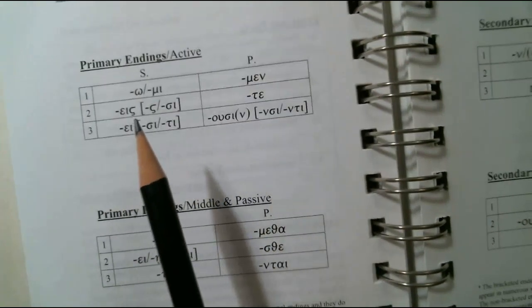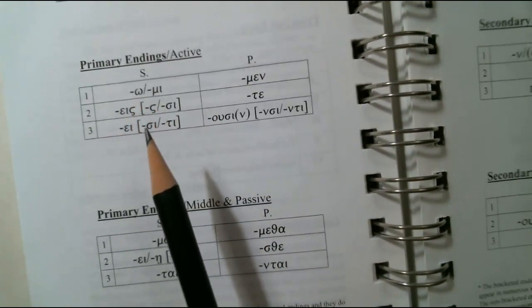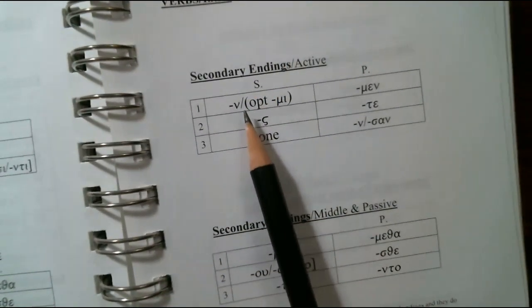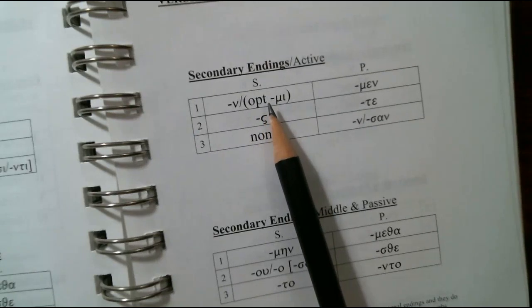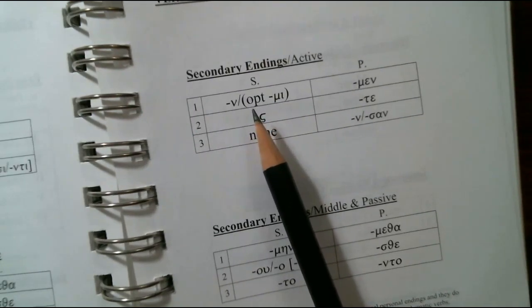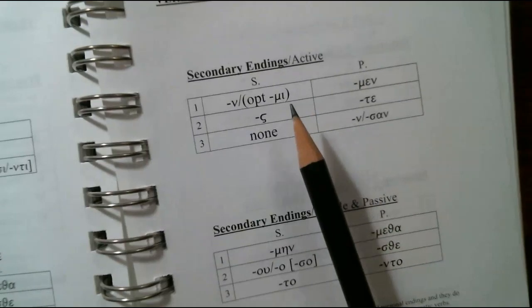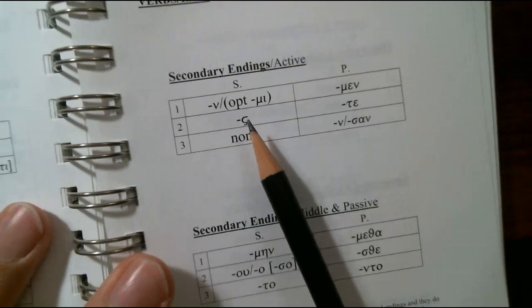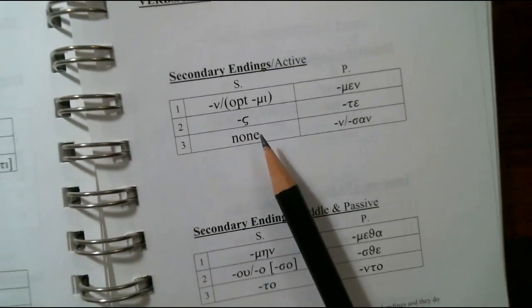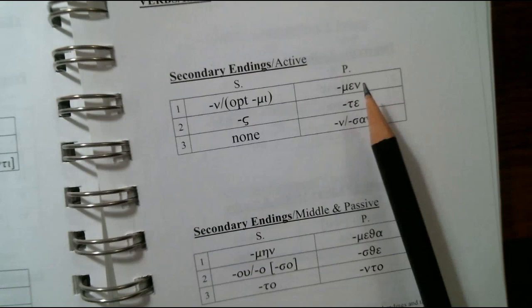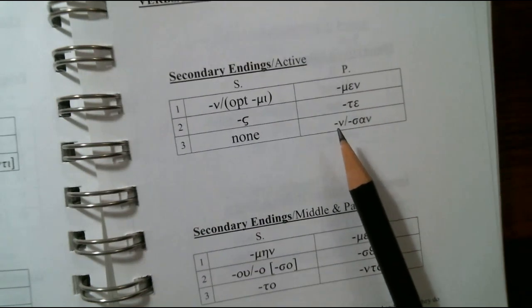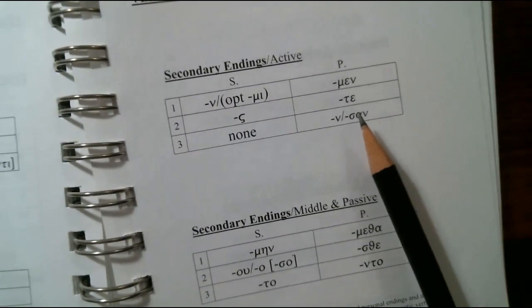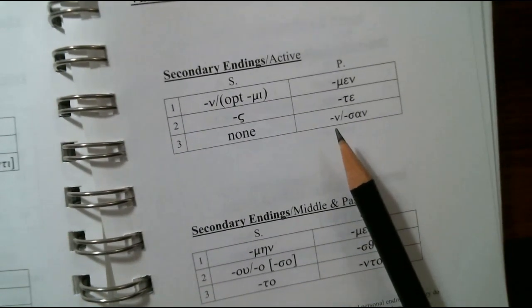But this is cool because it shows you the primary endings there, and then it does the same thing with the secondary endings. OPT just means optative; we're not talking about that right now. But this gives you the secondary endings, so keep this in mind. You have nu, sigma, nothing, a third person singular, and then in the plural, men, te, and then nu here. And son is going to be aorist tense, but we're not talking about that right now. So let's just look at the nu.